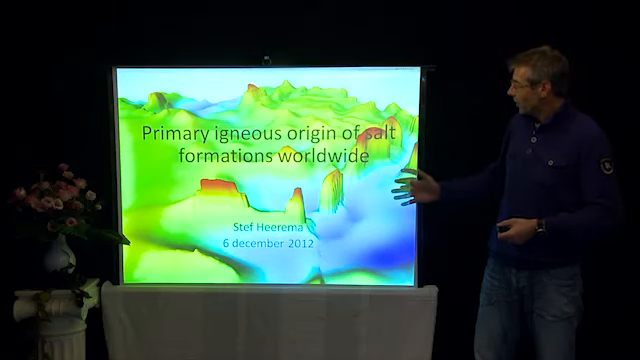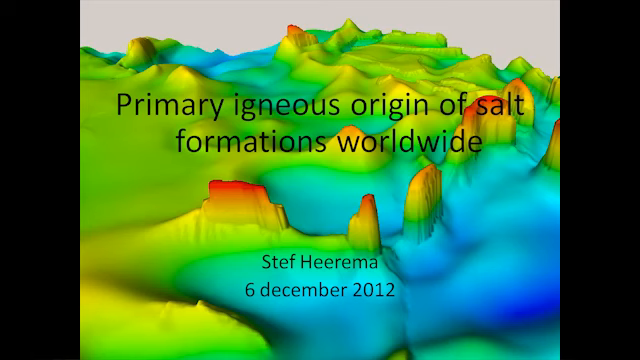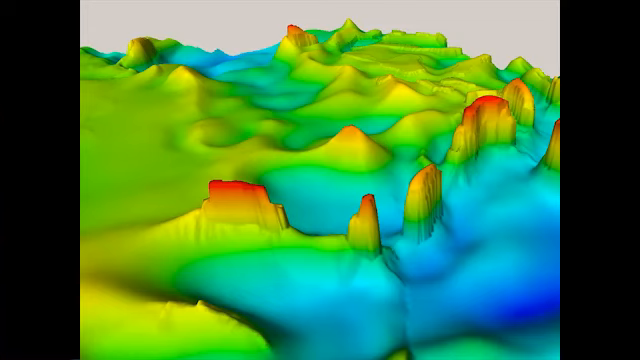Welcome. In this lecture we will discuss the origin of rock salt formations. This pictures a three-dimensional seismic interpretation of such formation in the northeast of the Netherlands. And on the next picture I will show you where exactly. Well, these mountains of massive salt rise up to 3.5 kilometers high, and right in the middle is where I live.